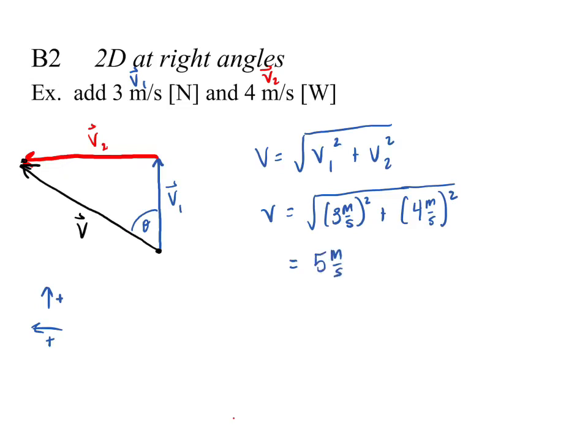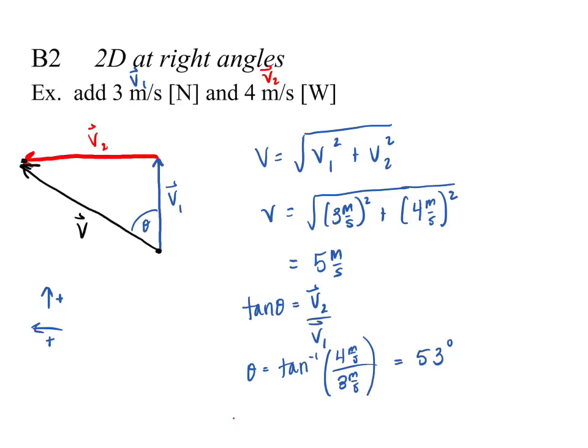Look at that. So that is the resultant velocity, or at least the speed, but it's not actually the velocity because I don't have a direction yet. So I need to find that now. Okay, so of course I have my opposite and adjacent sides, so I'm going to use tan. Okay, so that's going to be V2 over V1, and that's going to get me the angle. Okay, so of course my angle is going to be the inverse tan of V2 over V1, which is 4 meters per second over 3 meters per second. Okay, and that angle is 53 degrees.